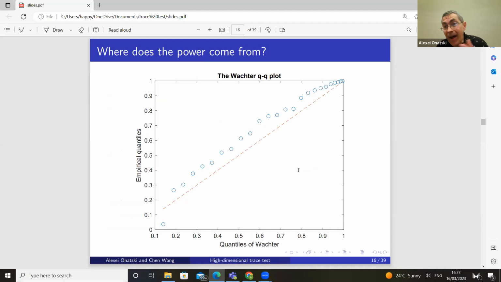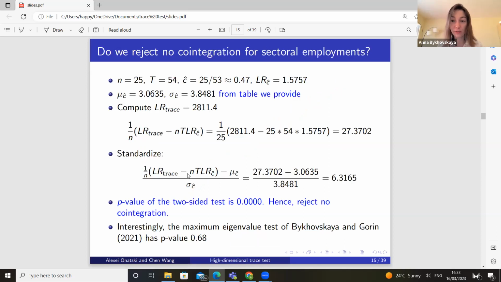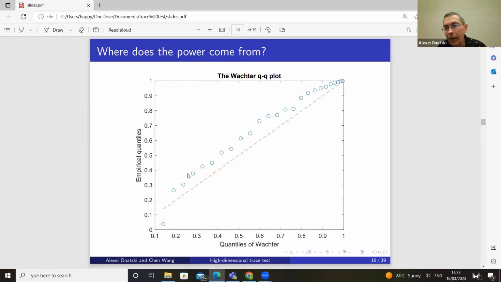Now, where does the power of the trace test come from? So what this figure shows, yep. May I interrupt you briefly about the previous example? Do you have pictures of how the entire eigenvalues look? My guess is it may also be because the true rank of pi here is large, so that there are actually a lot of cointegrations. Yeah, so here is how they look.